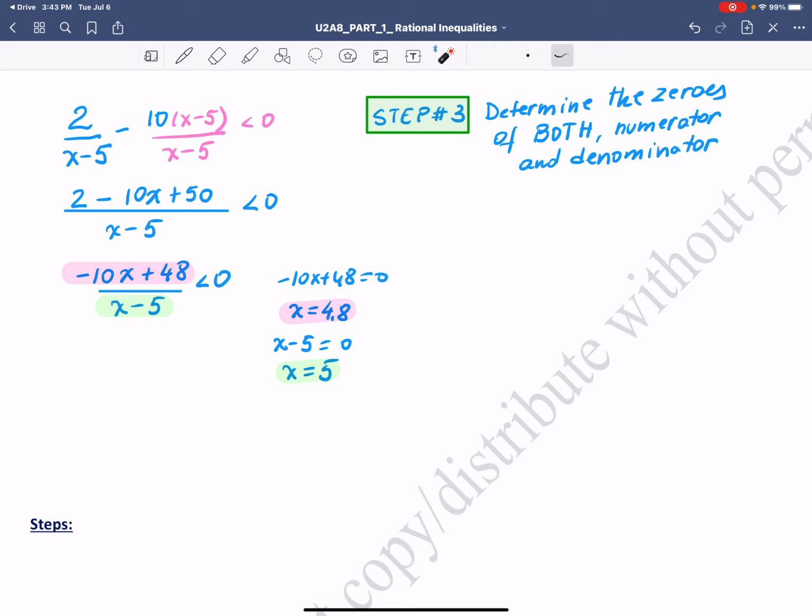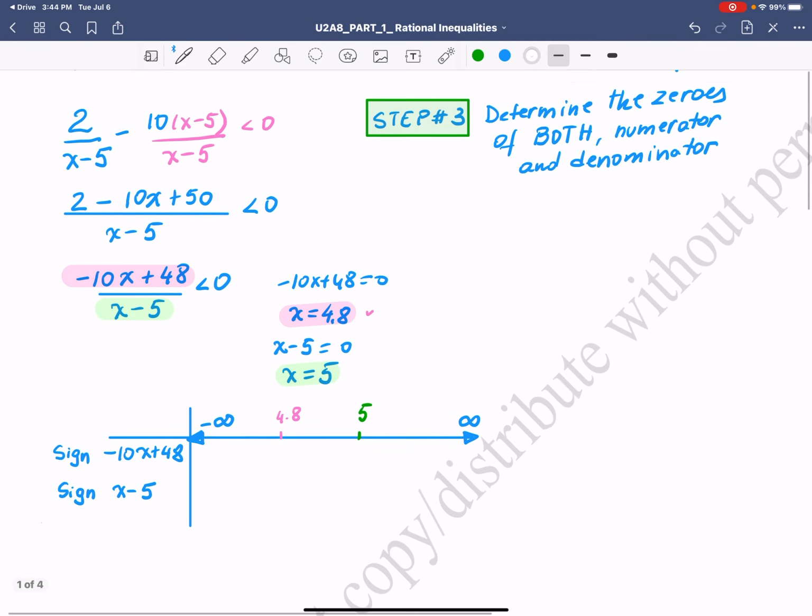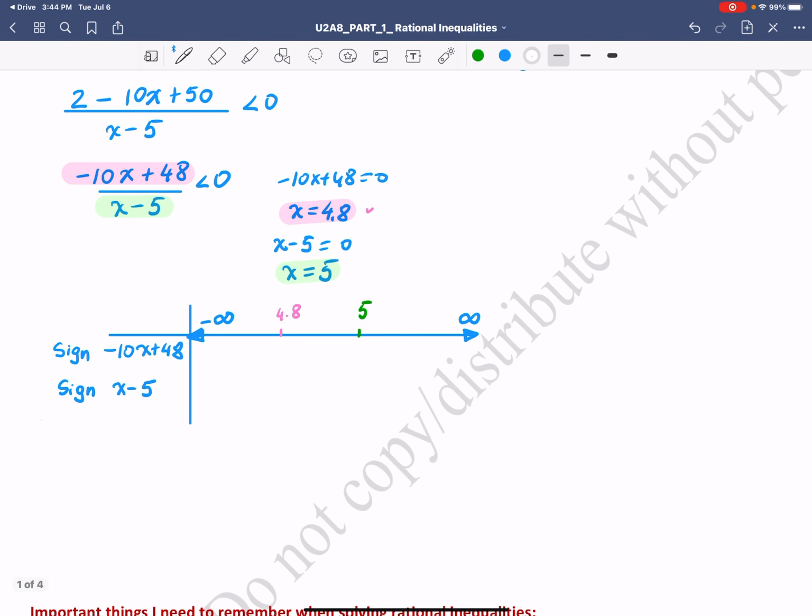Sorry about this, because I planned to write the steps in here, but then I thought it was more efficient to write them on top. Okay, so here we are.